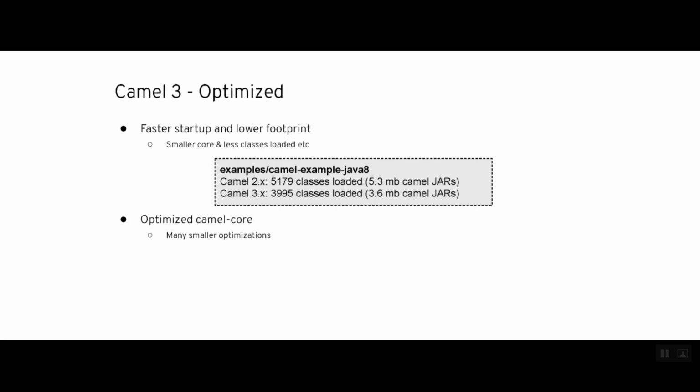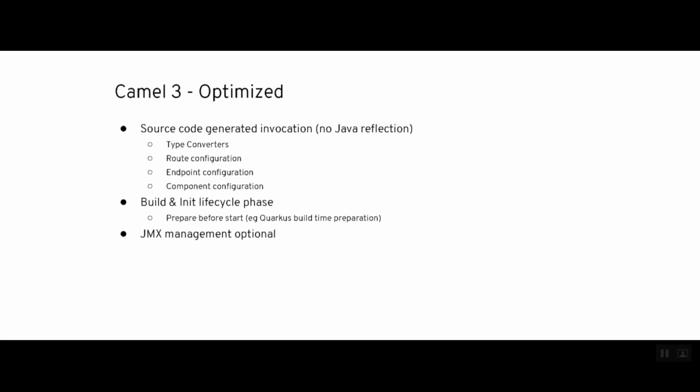One of the other great goals of Camel 3 was to make Camel faster and have a lower footprint. One of the ways we did that was to reduce the number of classes that Camel needs. For example, here we have an example where in Camel 2 it's more than 5,000 classes, and now we're below 4,000 in Camel 3. We identified a few more points where we can improve for the future, so we are working on that for the next release as well. On top of that, we've done many smaller optimizations inside Camel Core to make it even smarter, faster, and smaller.